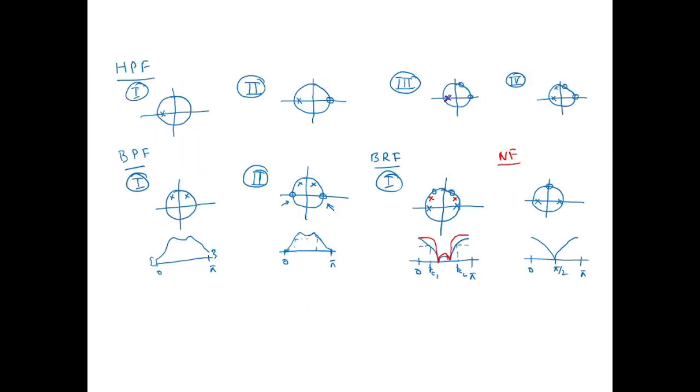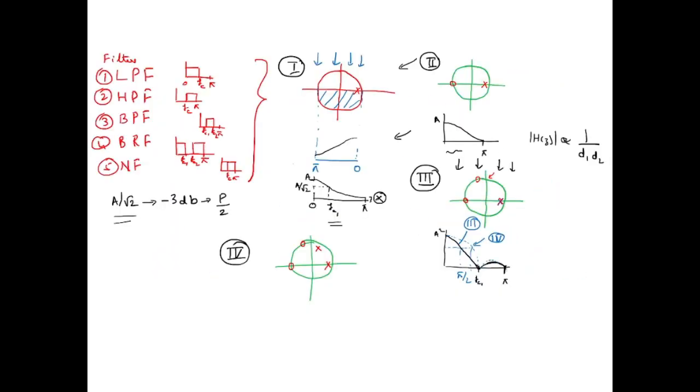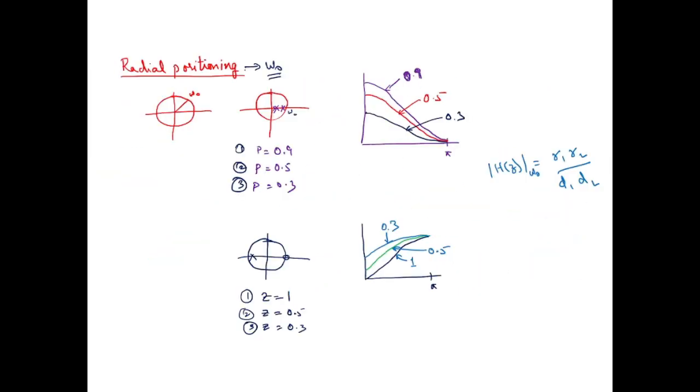Then we saw how we can design the low pass filter, high pass filter, band pass filter, band reject filter, and the notch filter. Now today we will be looking into one of the important things, which is regarded as radial positioning. In the Z plane, we are basically dealing with the radius. We have a unit circle, and along a specific radius we are either putting the poles or the zeros.